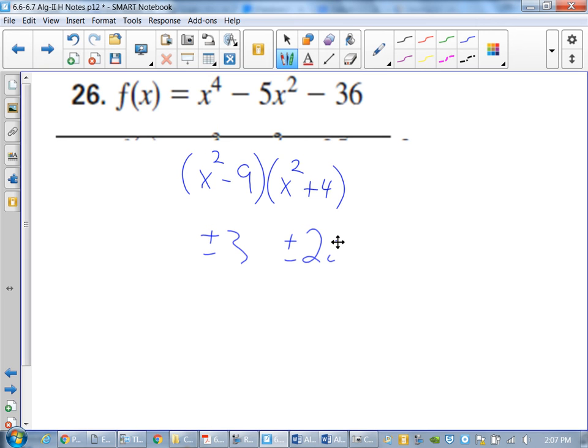If it's asking for all possible answers, so should you not use synthetic? No, you can. But then you don't get i. Yeah, you do. What happens when you use synthetic division, you'll be able to find the real solutions, so you would have noticed you had a plus or minus 3 right away, and then you would have been left over, in your terms, a 1, a 0, and a 4. So it would have been x squared plus 4, and that's how you would have been able to get that.